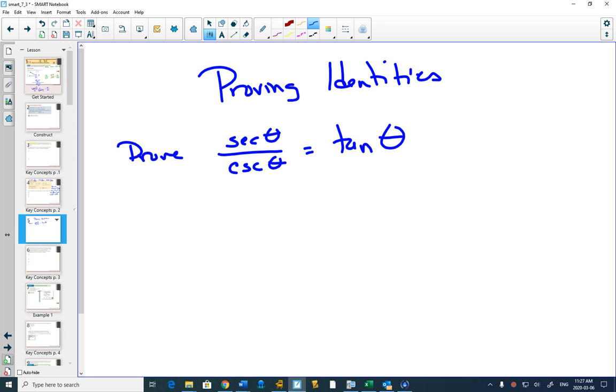So the first thing that you're going to do when you get a proof question like this is rewrite what you want to prove, which is secant theta over cosecant theta equals tan of theta, and where the equal sign is, draw a line. You're trying to prove that they're equal. If you ever do math on both sides of the equation, like you know how you can divide both sides by 5, you do that? That only works if you have an equation that's true.